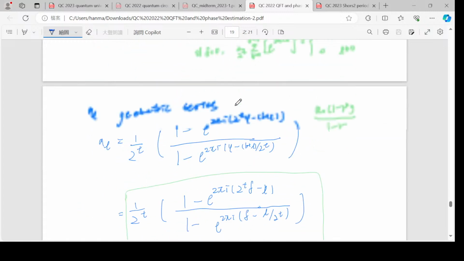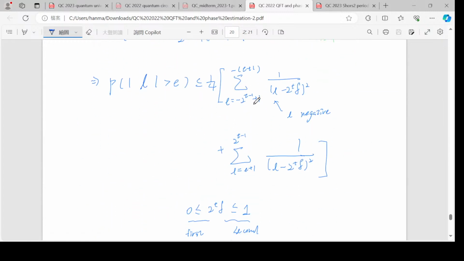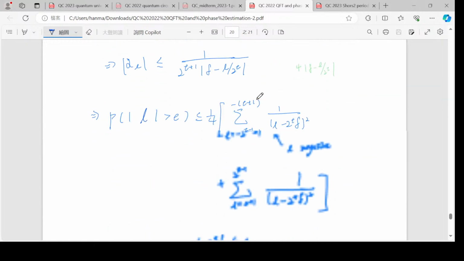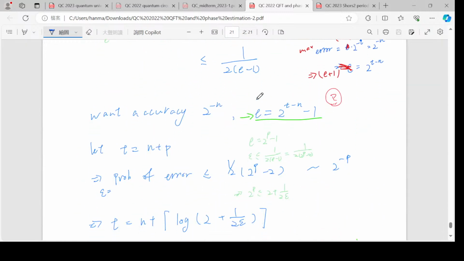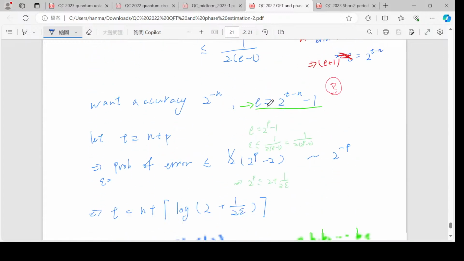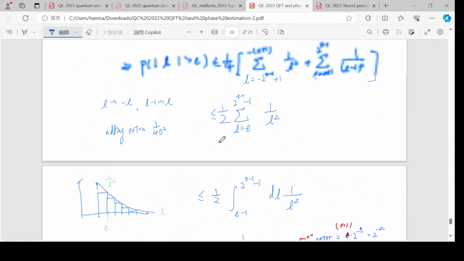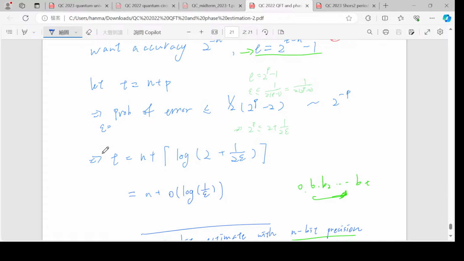And we skip all the proof because it's a bit too much detail. We claim that you can do the analysis carefully, and you see that you just need to add this extra log(2 + 1/(2 epsilon)) bits. So if you want n bits of precision on your estimation of phi, then you need t equal to n plus order log(1/epsilon) bits.